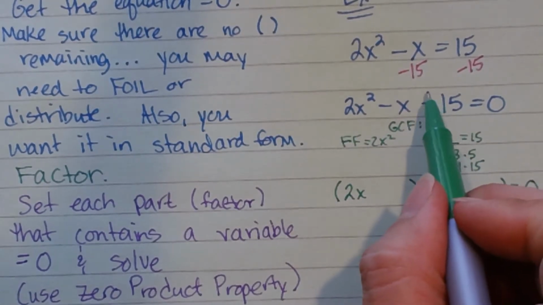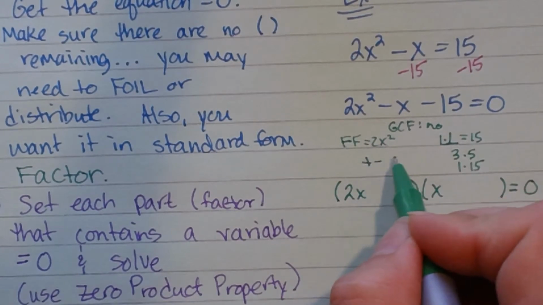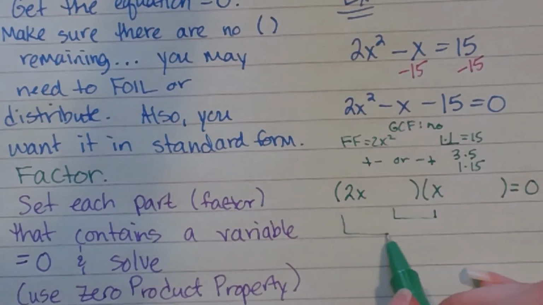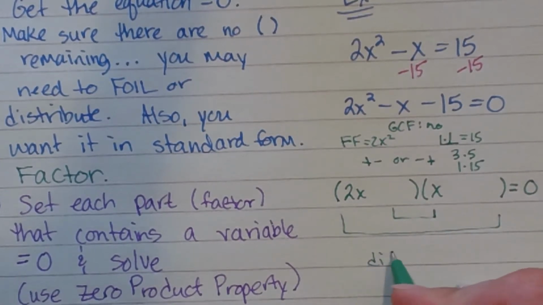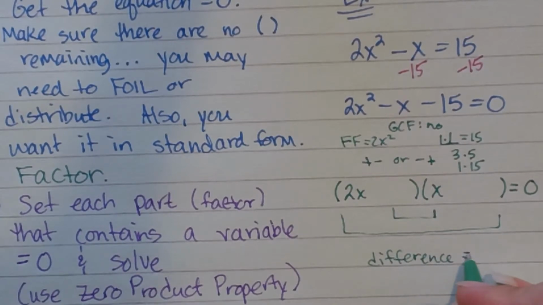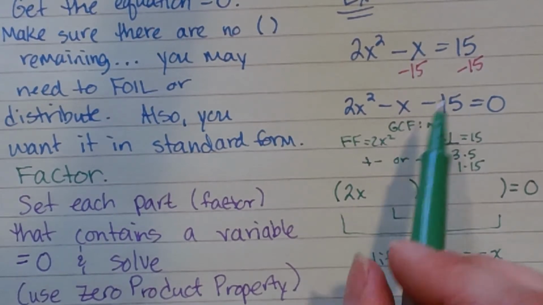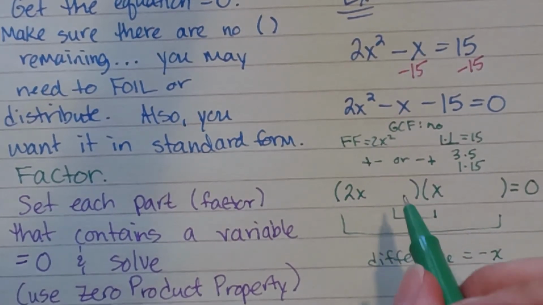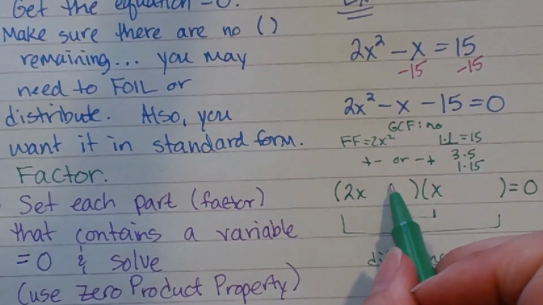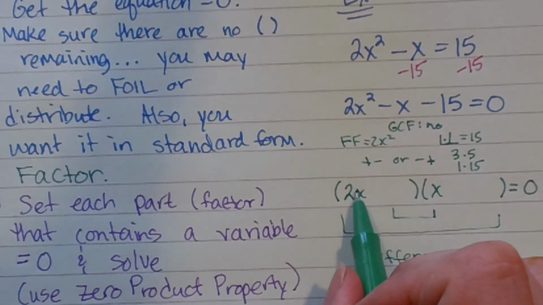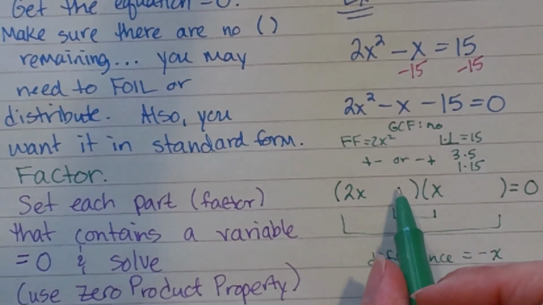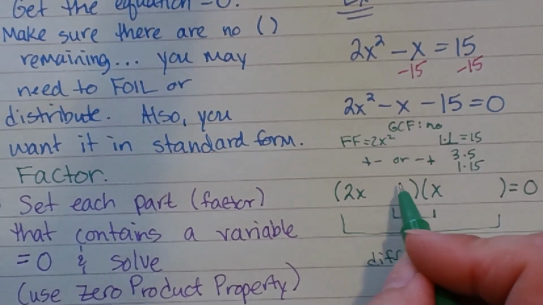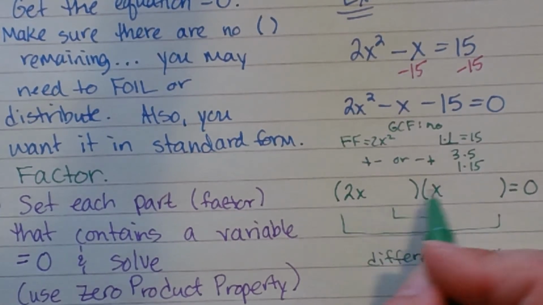This sign at the end tells me my signs are going to be plus minus or minus plus, and I'm looking for the difference of the outsides and insides to be negative x when it's all said and done, because I need to get that middle term. So I try different combinations. Let's see, if I put 15 and 1, I'll have 15x and 2x, which won't give me negative x. If I put 3 here and 5 here, I'll have 3x and 10x. That won't work. If I put 5 here and 3 here, I'll have 6x and x. That is going to work.